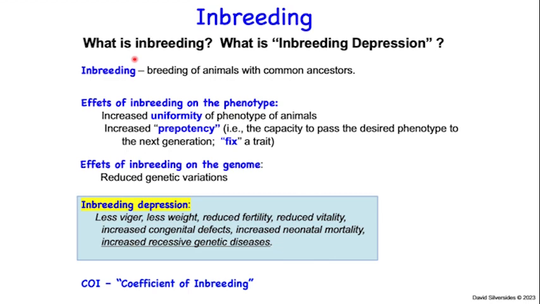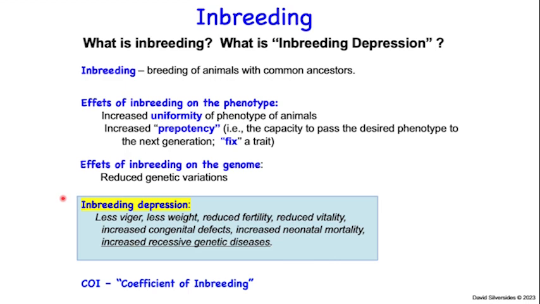Inbreeding, simply defined, is the breeding of animals with common ancestors. The effect of inbreeding on the phenotype is an increased uniformity of phenotype of the progeny, increased prepotency, in other words, the capacity to pass the desired phenotype to the next generation or to fix a trait, while the effects of inbreeding on the genome are a reduction in genetic variations.